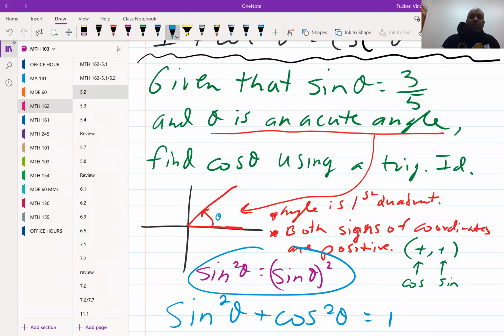In the purple, that was just emphasizing you can write sine squared one of two ways, either sine squared theta or sine theta squared. Both of those mean the same thing.